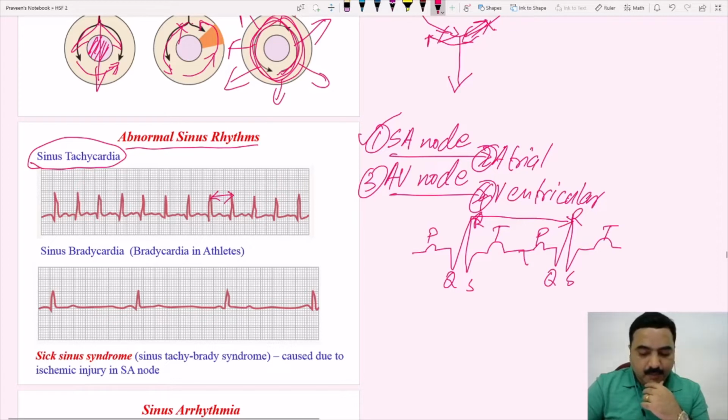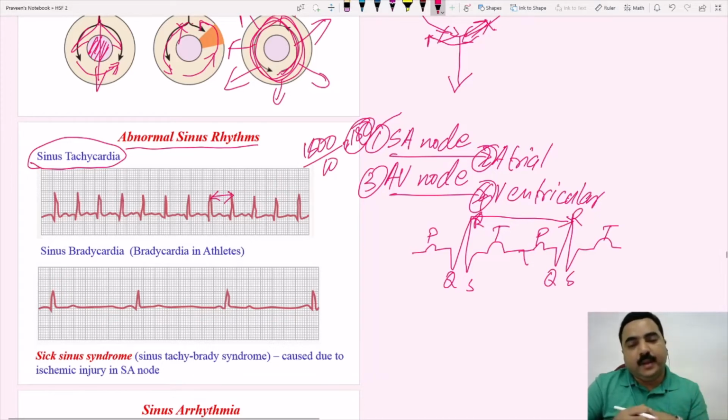Okay, so it will be like 1500. If it is 10 small boxes, then it is 1500 divided by 10, which is like 150. So the rate is 150. In this example the rate may be approximately 150, which is considered to be a higher rate. So that is what you have to understand in a sinus tachycardia.